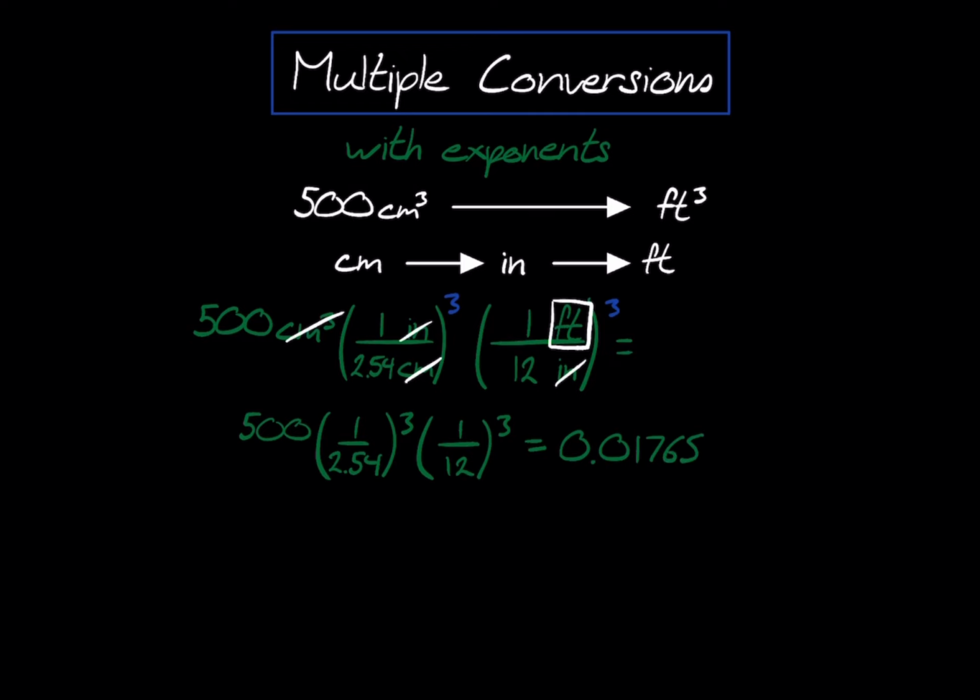0.01765. And the answer with the correct number of sig figs is 0.02 cubic feet. And for those that don't want to enter everything into the calculator, in this case, you would just enter 500 divided by 2.54 cubed divided by 12 cubed. And you would skip the ones because 1 cubed is still 1. Again, do as you please, but I advise to just plug everything into the calculator to prevent mistakes.